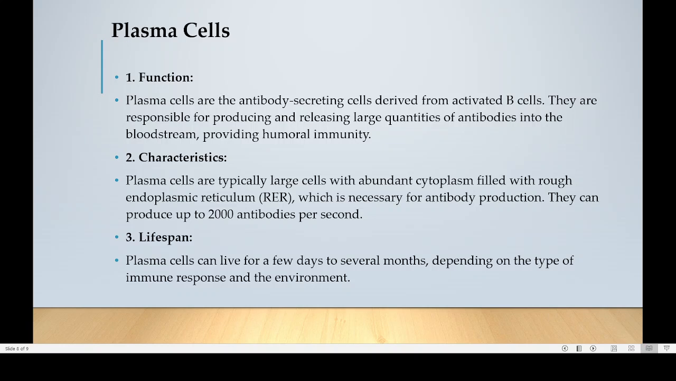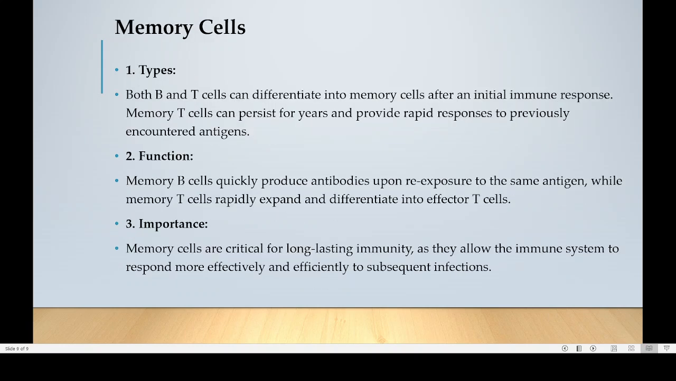There will be a lot of endoplasmic reticulum, and this endoplasmic reticulum helps in the production of 2000 antibodies per second. So that is how many antibodies are actually produced by the plasma cell. Then coming to the lifespan of the plasma cell, they can live for a few days to several months, depending on the type of immune response and the environment. So plasma cell is actually a kind of B cell, a B cell specialized for antibody production. Their life can last from several days to several months. Now finally we have one more type of cell, that is memory cell.